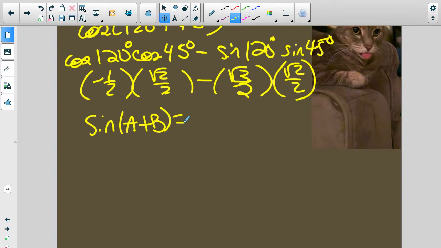All right, so these are sum and difference identities. Easy to remember the name. Sine and tangent do what you think they should do.